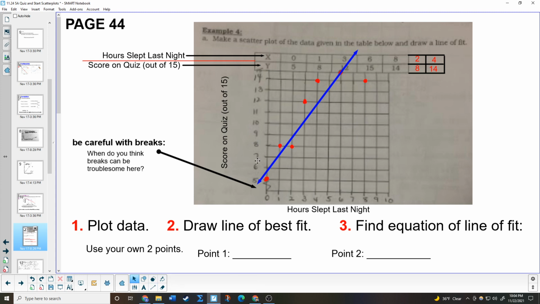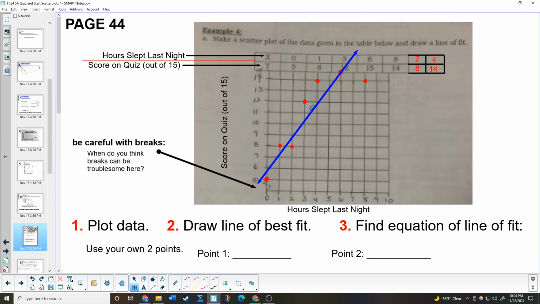We have 1 on the line. This looks pretty good to me. So the next step actually is that we're going to be looking to find the equation of this line of fit. We want the slope-intercept form equation, so something like y equals 2x plus 5, let's just say.